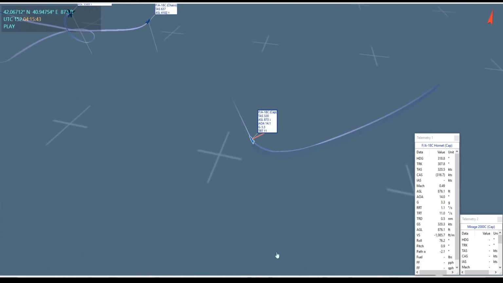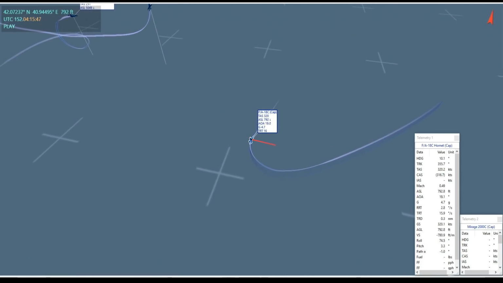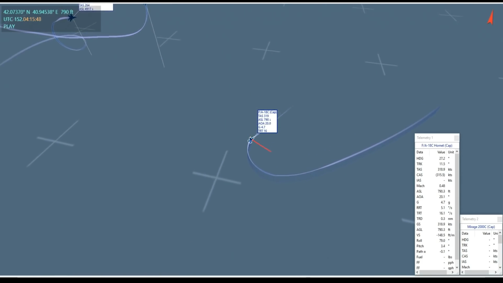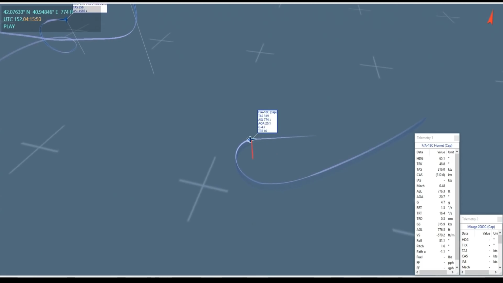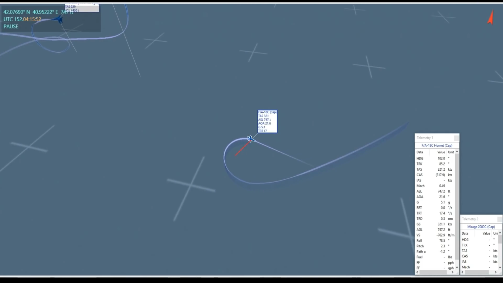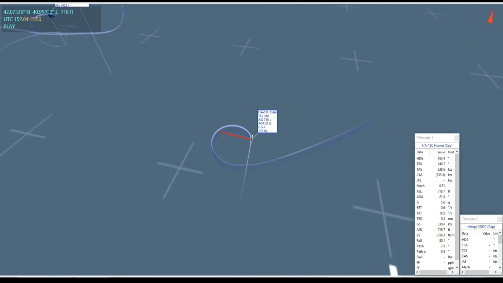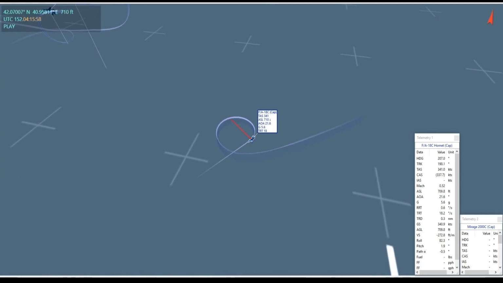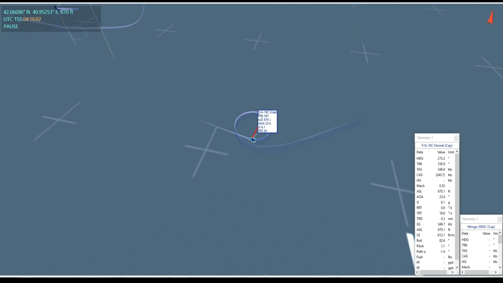Start slightly high. 320 knots. Oh wow, that's high. 18 degrees per second. 330 knots, 17 degrees per second. 340 knots, 18 degrees per second. 350 knots, 20 degrees per second. Pretty good sustain there. 350 knots, 20 degrees per second.